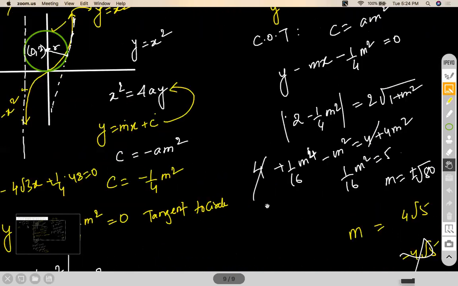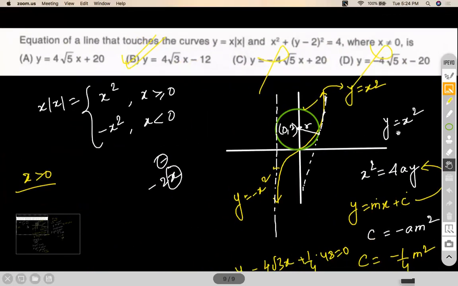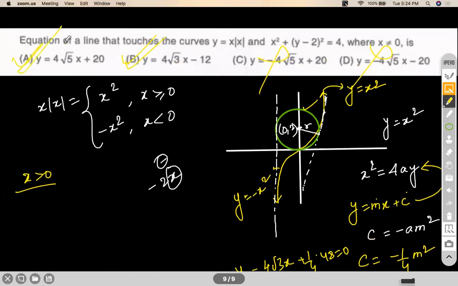So let us try to figure out. So this will be y minus 4 root 5x minus 1/4 of 80, which is going to be, I think, 20. So y equals 4 root 5x plus 20 is going to be the answer. So option number A is definitely correct. So A and B are the right options. The only person to get this right is Tripan. I mean, get this completely right.